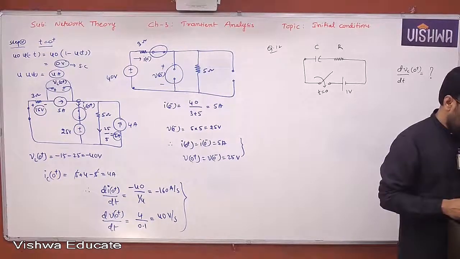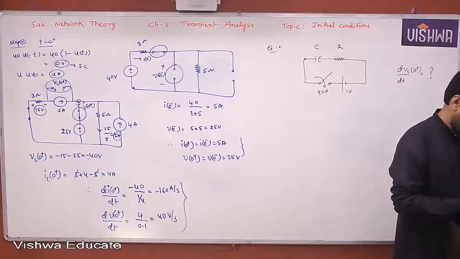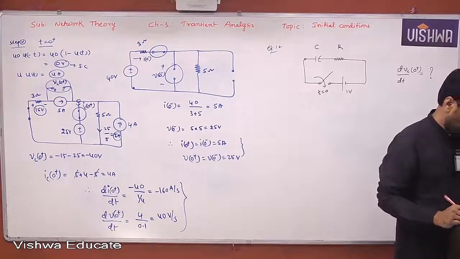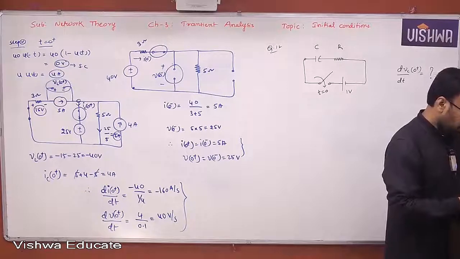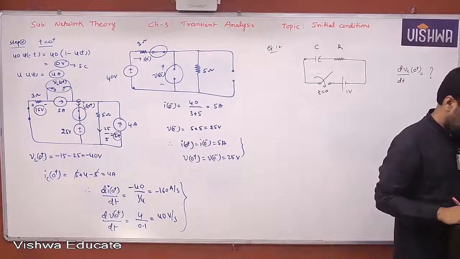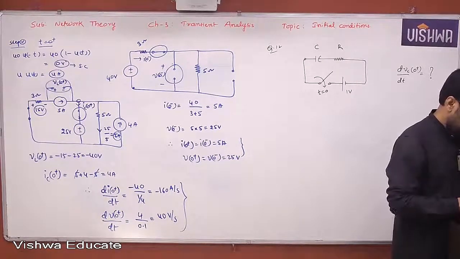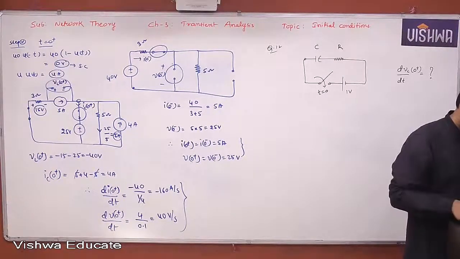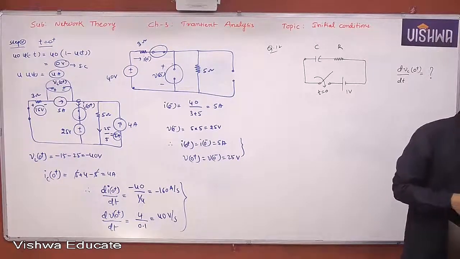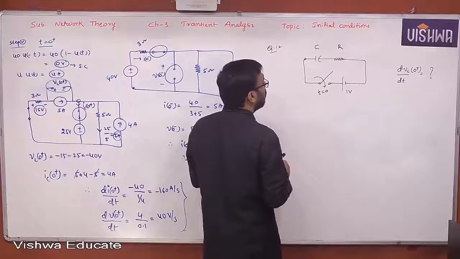In the following circuit, the voltage across C starts increasing with the DC source when the switch is closed. The rate of increase of voltage across the capacitor at t equal to 0 plus is what is being asked. It's a very simple question. Already we have done the RC circuit, so let's solve it.